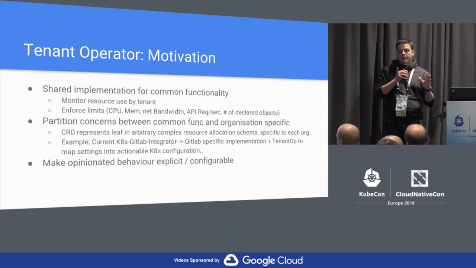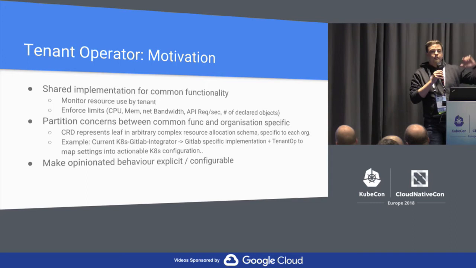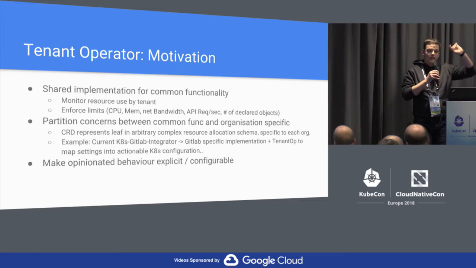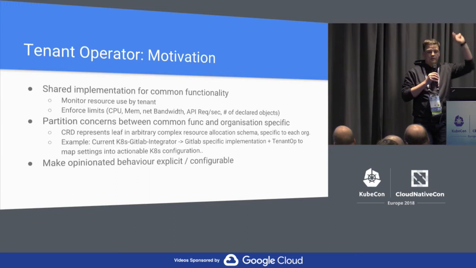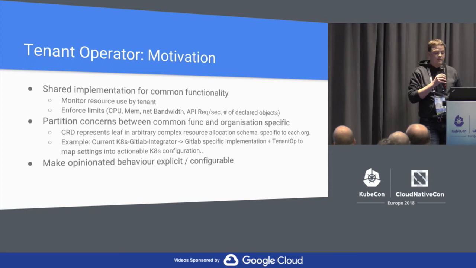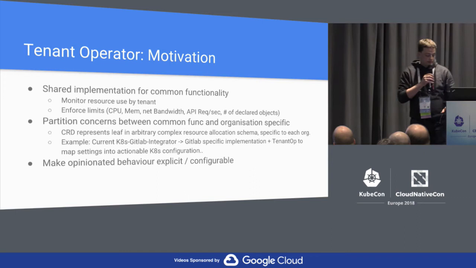And at the multi-tenancy working group, we had the discussion about what should be the leaf. If you think about your organizational structure as a tree, what should be the leaf that reaches into the cluster, and how far should we take the tree and let it drip into the cluster? And our approach or our suggestion is to just have a CRD that represents the tenant as being the leaf of this tree that is actually in the cluster, and the rest remains in your organizational structure. So, the idea was to finally be able to make an opinionated behavior that is explicit and configurable from your organizational structure into the cluster.